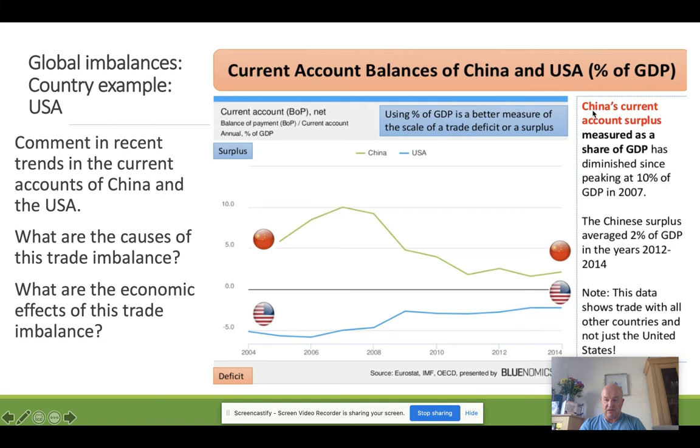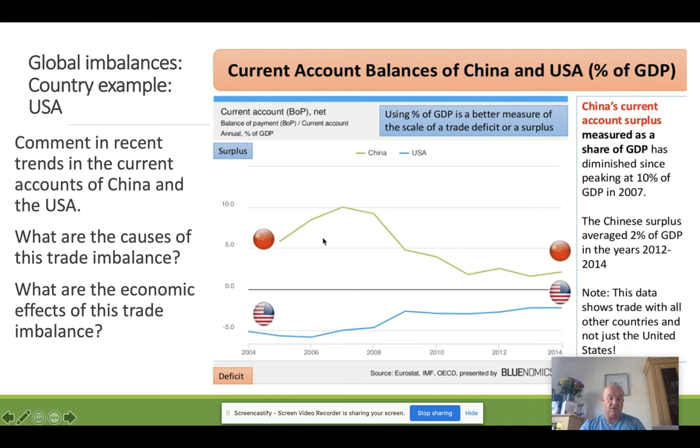So in this instance, you can see the current account surplus has diminished, has fallen slightly, peaking at nearly 10% in 2007. But the surplus has still averaged at least 2% of GDP in the years from 2012 through to 2014. Okay, so this is only two countries. There are no other countries involved. This is just trade between the two countries.